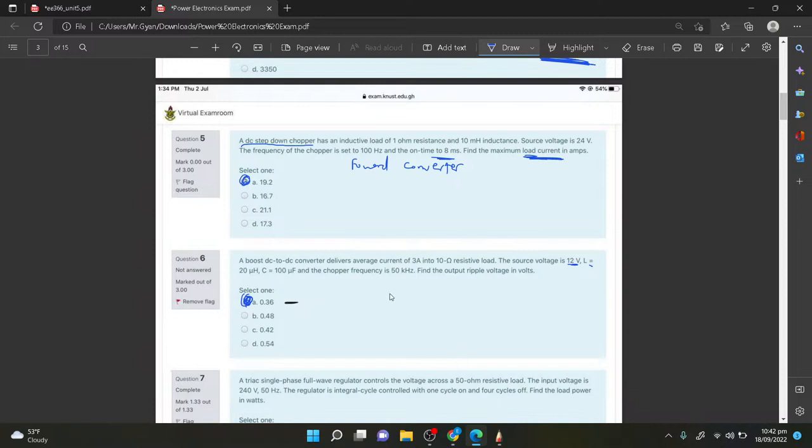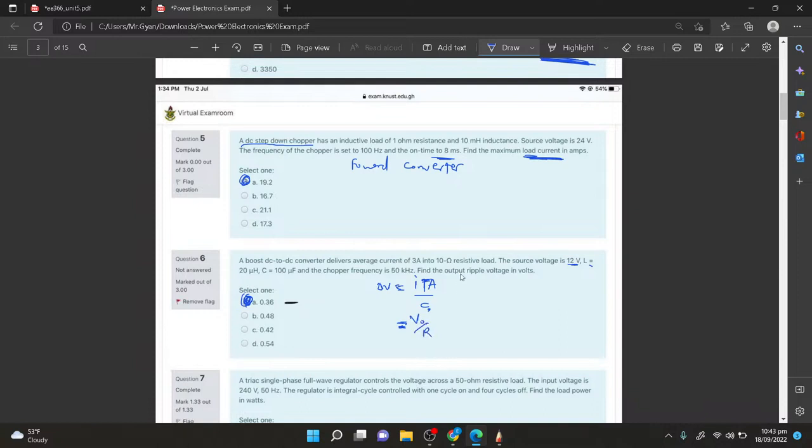So let's go back. We are using the fact that delta V is equal to current time area over C, right? And the current is V over R. Current is V over R, but it is V out over R, so V out over R is the current.